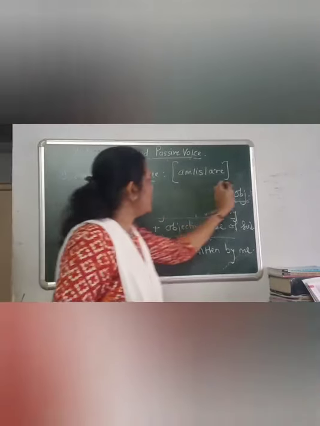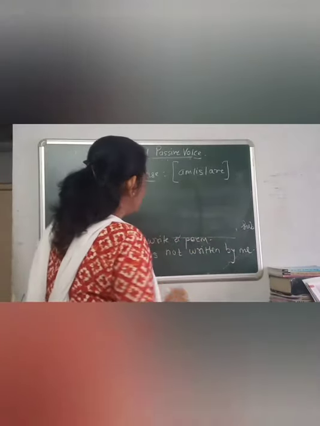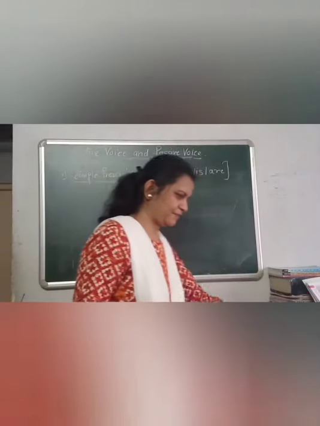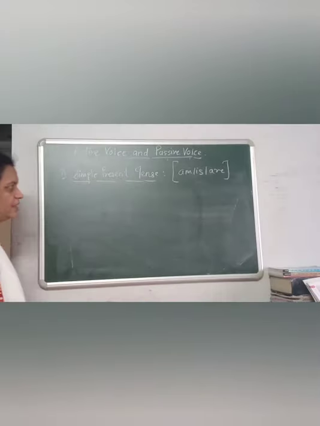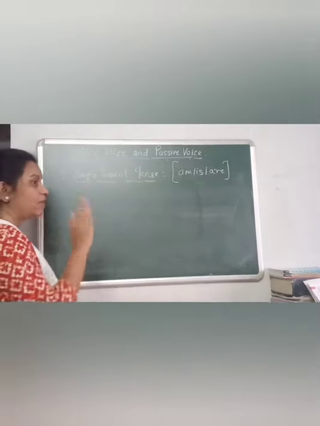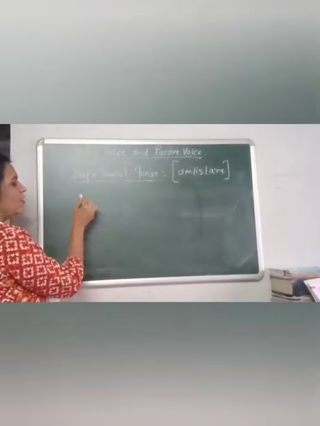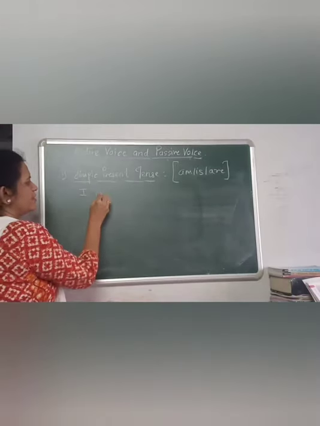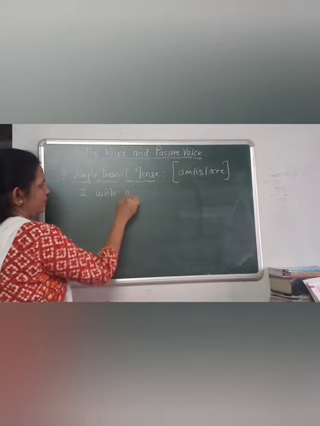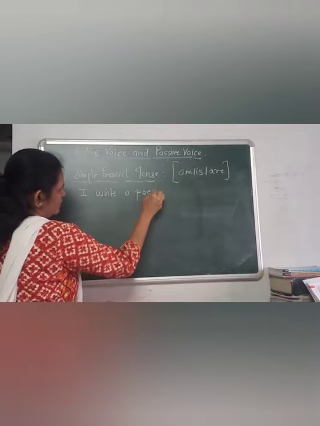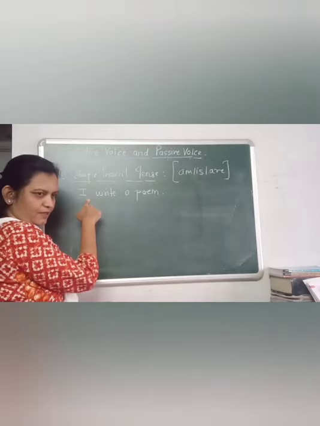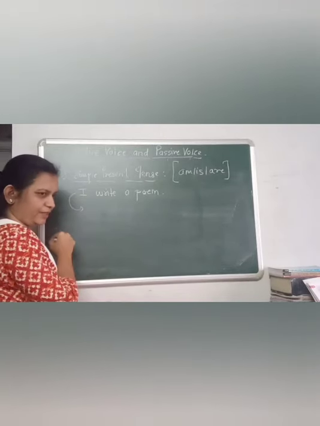Okay? Now, see, the same sentence is there and that sentence I will convert into an interrogative sentence. Interrogative sentence means a verbal question. Now, I write a poem. This sentence is here: I write a poem. It's a simple sentence. It's a statement. Now, I have to write down the interrogative of it.